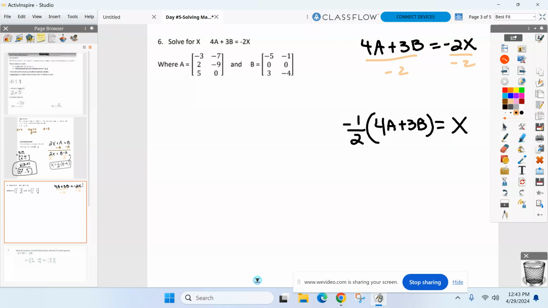Divide or multiply. You've got to find what 4a plus 3b is first. That's the first thing we need to do, find that new matrix, before I divide by negative 2 or multiply by negative 1/2. So let's do this one together here. 4a plus 3b, and then I'll finish it. See if I can get this one right. Be careful here because you've got to multiply and then add the numbers. So be careful.